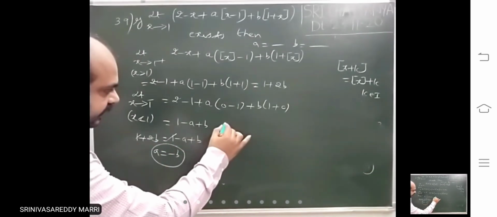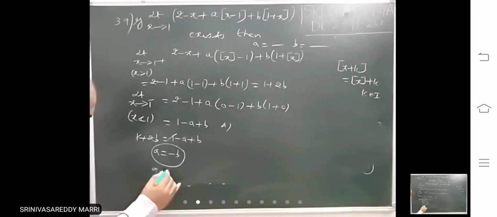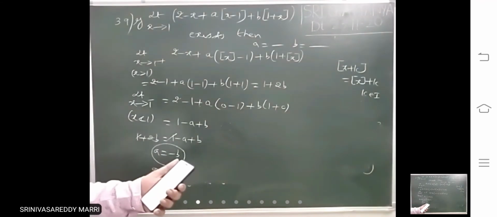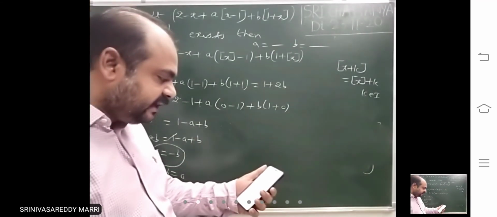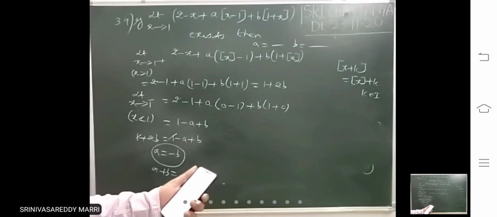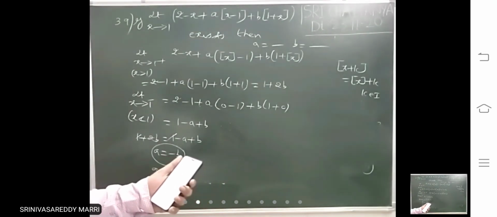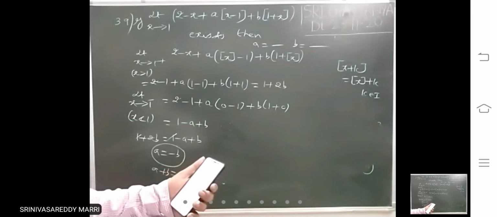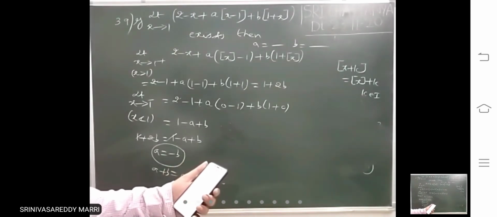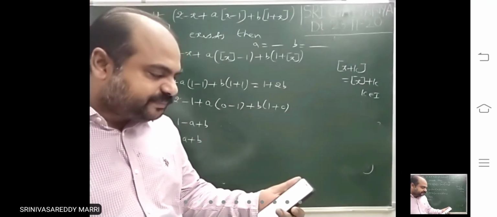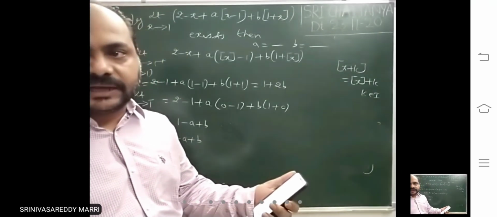So option A is given. That means a plus b equal to 0. So where a plus b equal to 0, that is the answer. Option A is given: a equal to 2020, b equal to minus 2020, a plus b equal to 0. So that is correct. B is given a plus b equal to 0. C is given a plus b equal to 0. D is given a plus b equal to 0. So all the options are correct.